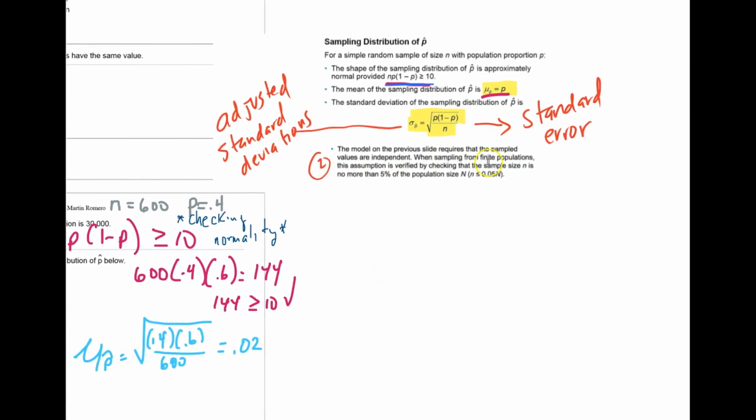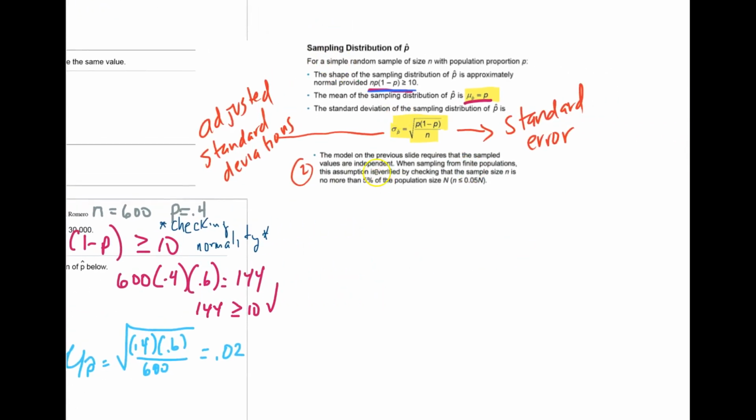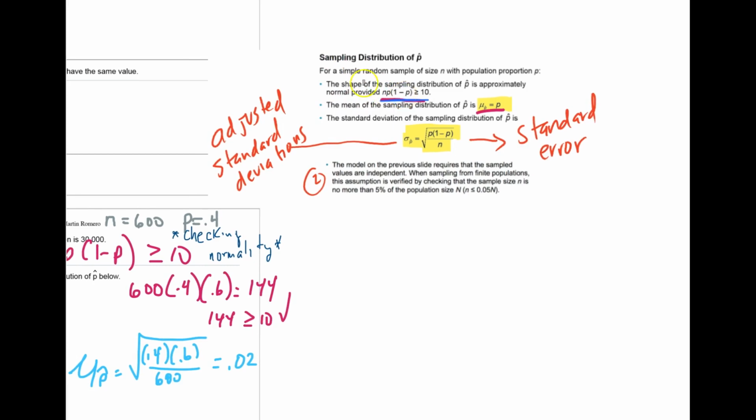In this case, we have some rules from our notes that I want to remind you of. When we take a simple random sample of size n from a population proportion, the shape of the sampling distribution of p hat is approximately normal if this is true: the sample size times p times 1 minus p is greater than 10. And again, p is the population proportion.